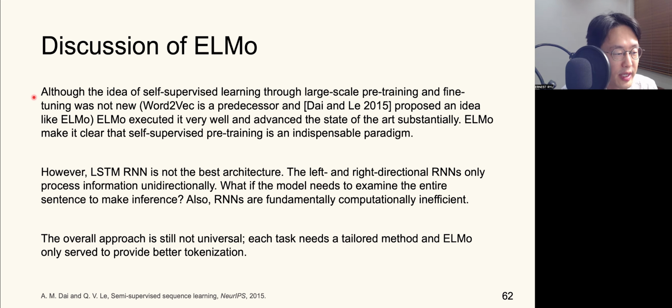However, the LSTM RNN is not the best architecture. The left and right directional RNNs only process information unidirectionally. Yes, the two combined give you a bidirectional RNN, but those two components individually process things unidirectionally. Since the components are all unidirectional processors, if the model needs to examine the entire sequence to make inference and go back and forth between the different words, RNNs are fundamentally computationally inefficient at doing that. Also, the overall approach of ELMo is still not universal. Each task requires an existing NLP method that we attach the ELMo to. So ELMo really only serves to provide a better tokenization.